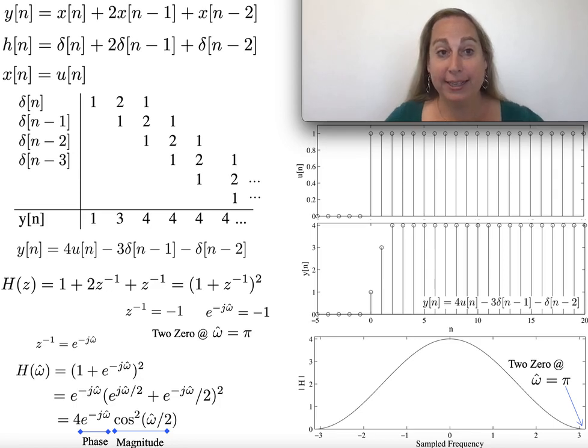I'd like to talk about an example where I'm doing discrete convolution and I'm also doing impulse response, or in this case, step response for my convolution. And I'm also going to look at the Z transform and the frequency response and put them all together so you can see them all at the same place.